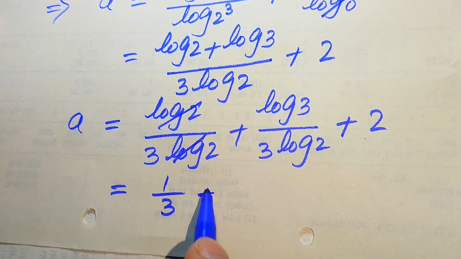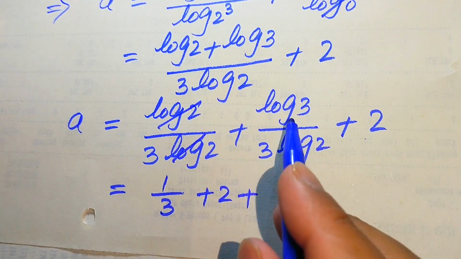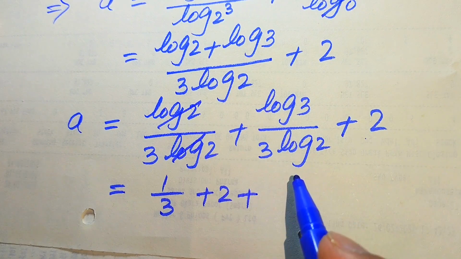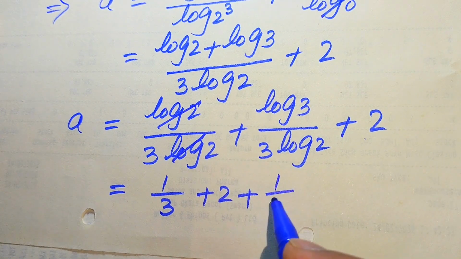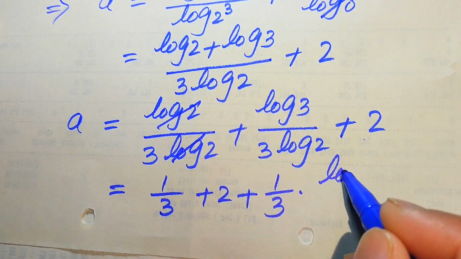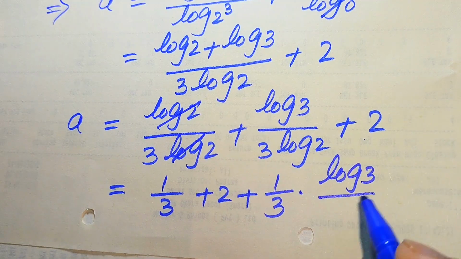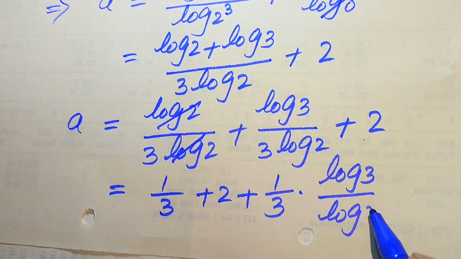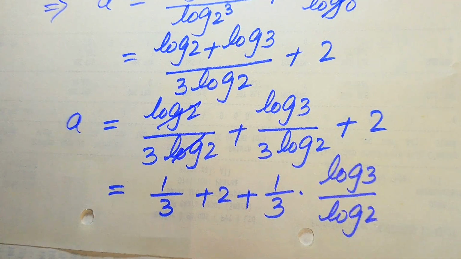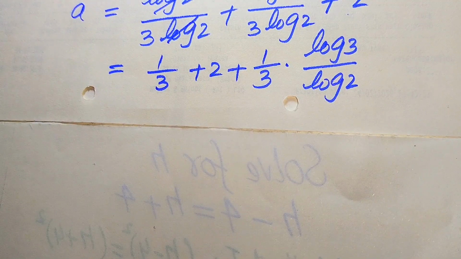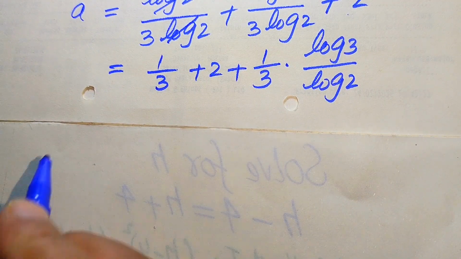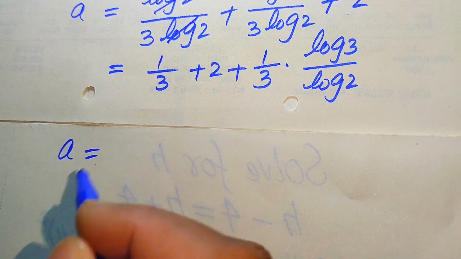So this is plus 2, which we write in the start of the problem, and here this is log 3 divided by log 2, and we write it as 1 over 3 times log 3 divided by log of 2. So here we need a little bit more simplification for the values of a.